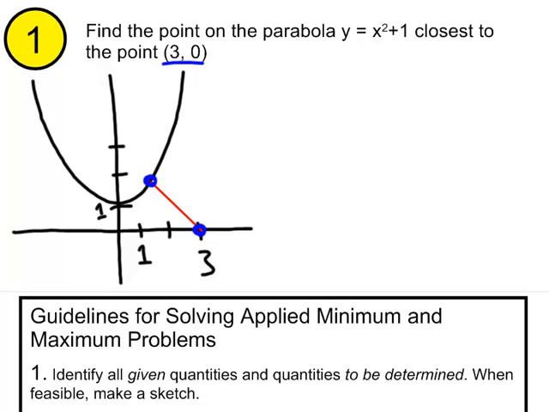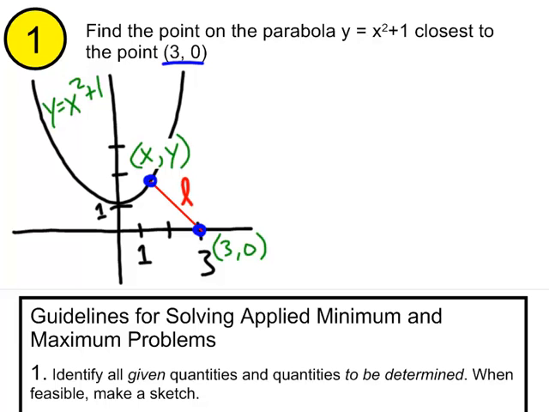So let's just state for the record, again, this point is at 3, 0. This point is at x, y. And the equation of this parabola is y equals x squared plus 1. And the quantity that we're really interested in is the length of that red line segment. So why don't we go ahead and call that L. And I'll do a little script L just so it's clearly not the number 1. And I'm going to call step number 1 complete.